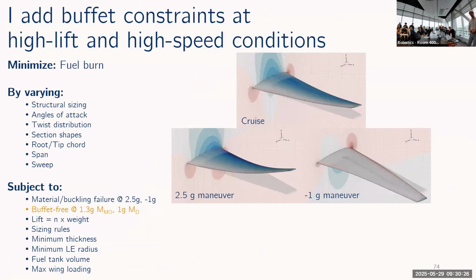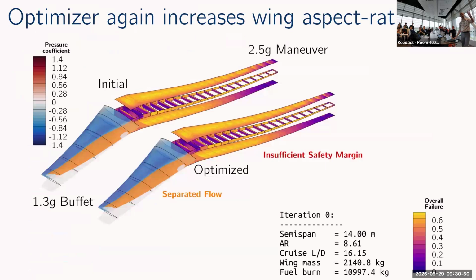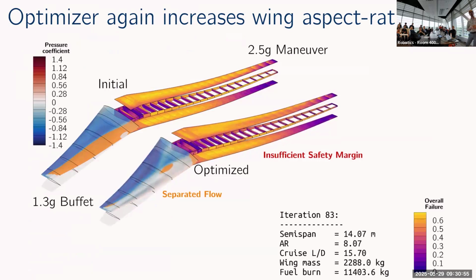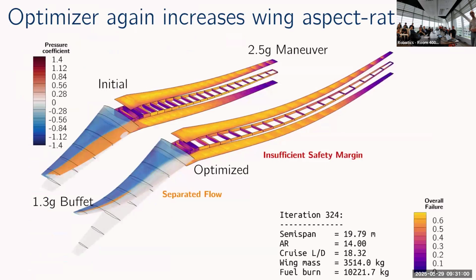So I went back and solved basically the same optimization problem as before, but now with two new flight conditions, one which I call a high lift buffet condition and one a high speed buffet condition. In both of these flight points, I add a constraint that there has to be below a certain amount of flow separation for the wing to be buffet free. And you can see in this video, if you look at the wing on the left there, that the optimizer is able to shape the wing to get rid of that separated flow in this buffet condition.